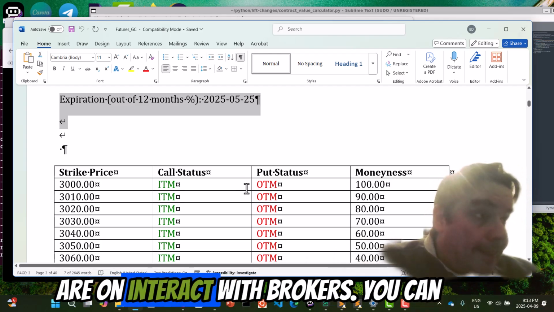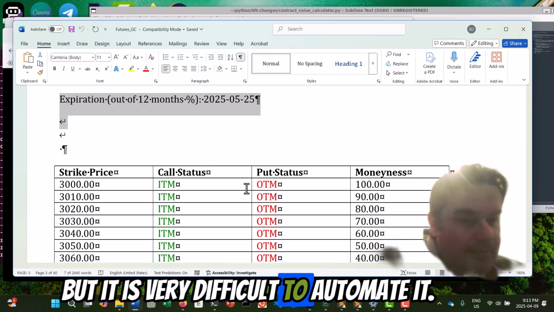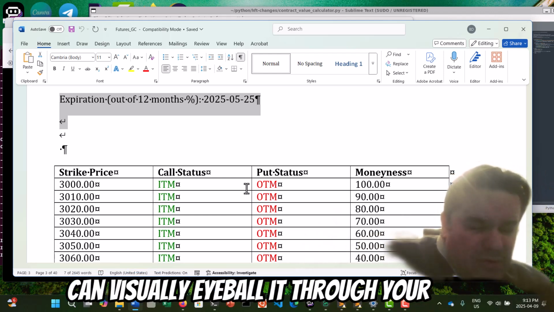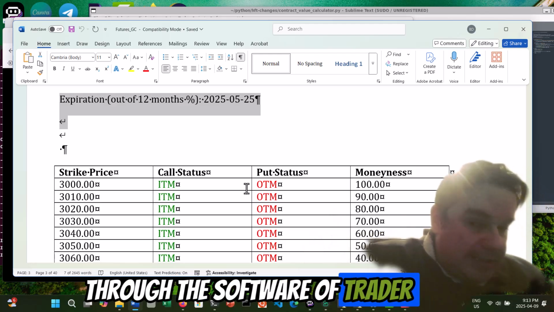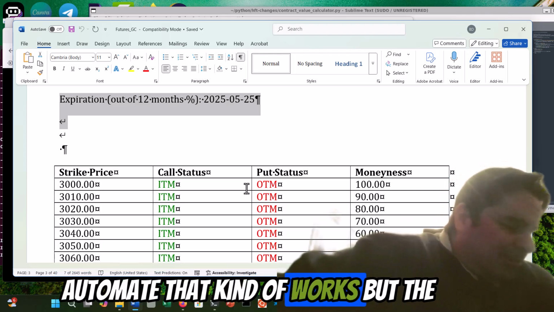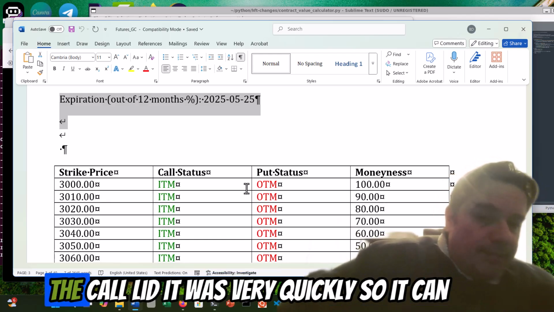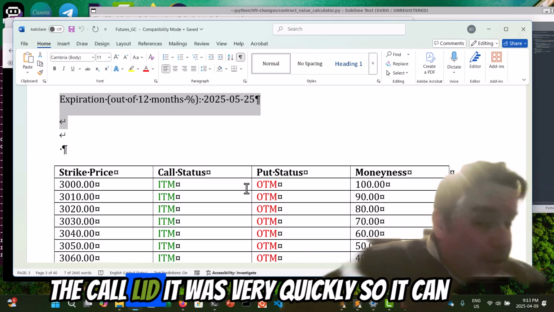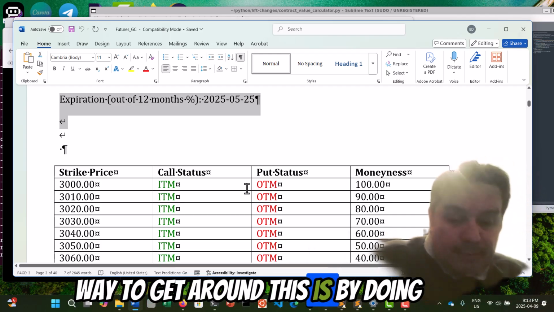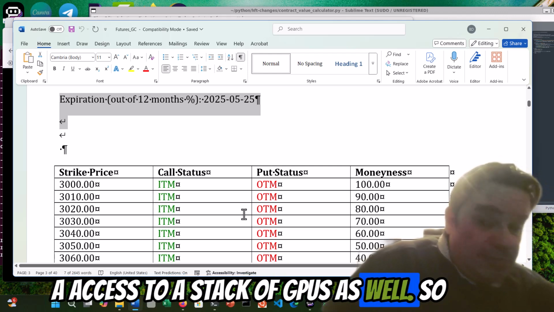If you are on Interactive Brokers, you can get kind of access to the chain data, but it's very difficult to automate it. You don't get access to it via an API. You can visually eyeball it through the software, Trader Workstation or TWS. But again, to automate that kind of works. But the chain, if you've seen the tables on the put and call bid, it moves very quickly, so it can change very quickly. And the only other way to get around this is by doing crazy simulation, and obviously having access to a stack of GPUs as well.